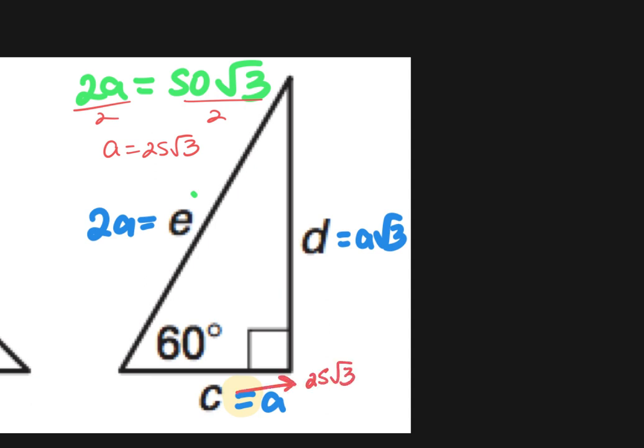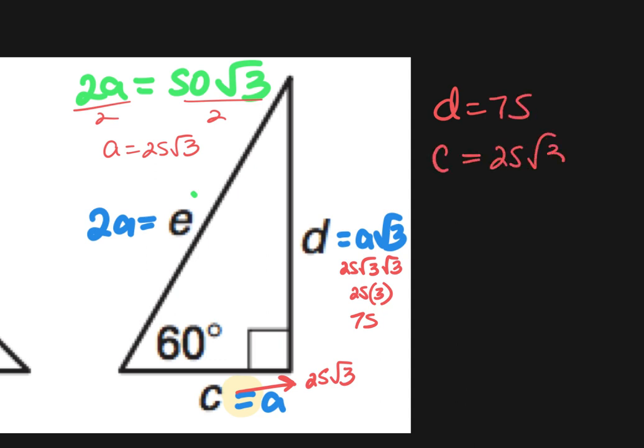That one's done. D is 25 square root 3 times the square root of 3. So this is what I was talking about. When you have a radical multiplied by another radical, you can multiply them. And specifically, square root 3 times square root 3 becomes what? Square root 9, which would be 3, right? So you could shortcut it, just get what's underneath, and then that's 75. So D is 75, and C is 25 square root 3.